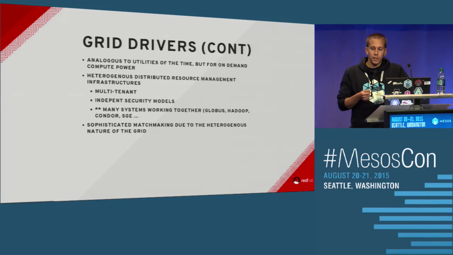Another driver is that it's analogous to utilities of the time, but for on-demand compute power. You basically want to be charged for what you use, right? That's very analogous to what people are doing nowadays. There are heterogeneous distributed resource management infrastructures, which are multi-tenant, have independent security models, and there are many, many different cluster management systems that are all working together, kind of like what we're seeing today, right? So you'll find that the ideas of the past are starting to mirror the same ideas that we have right now. So we had Globus, Hadoop, Condor, SGE, LSF, PBS, all kind of working in concert with one another. One thing that we had in the past, which we don't necessarily have today, is sophisticated matchmaking due to the heterogeneous nature of the grid. And I'll go into that in just a second.